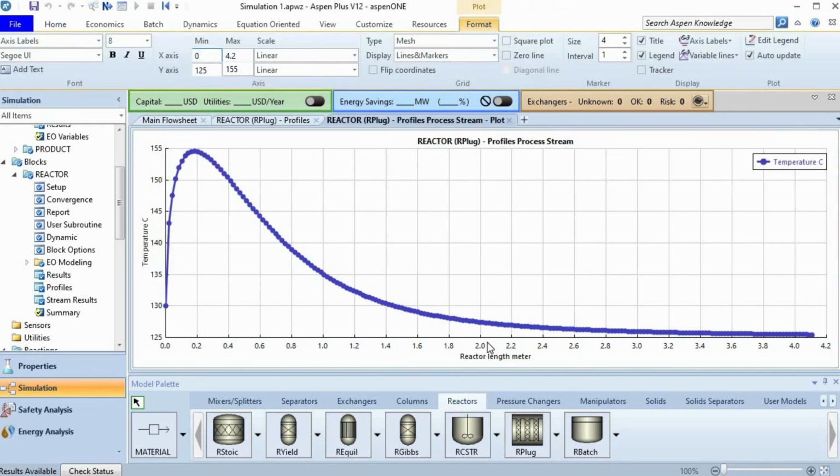The diagram shows the temperature profile in the reactor. The temperature rises steeply at the beginning of the reactor, reaching a peak of approximately 155 degrees Celsius. The maximum temperature marks the point with the most heat generated. Beyond this peak, heat generation starts to slow down.